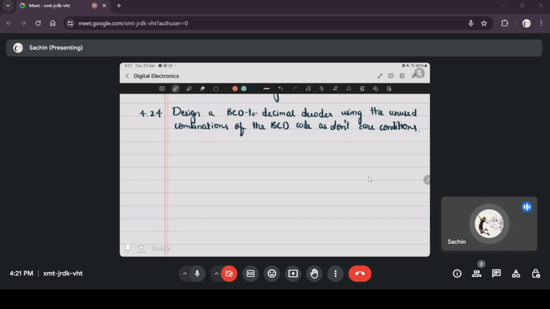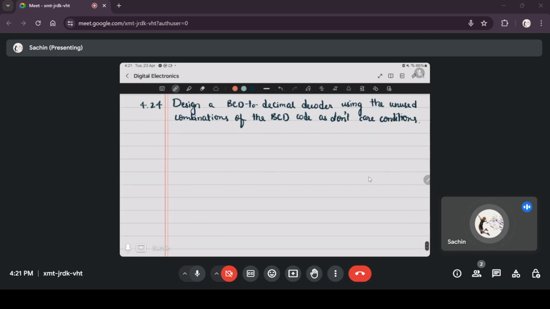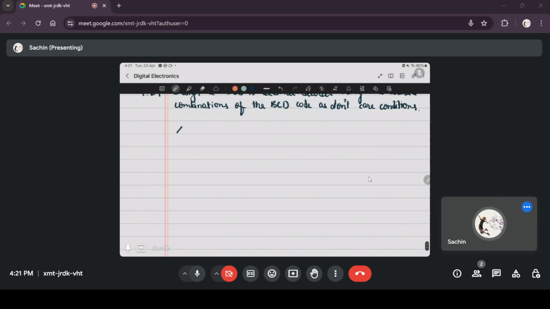It is similar to the binary to decimal decoder that we had earlier, except that a few combinations in BCD are invalid combinations. So here they have allowed us the freedom to take those invalid combinations as don't cares.